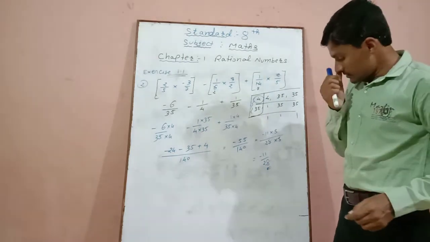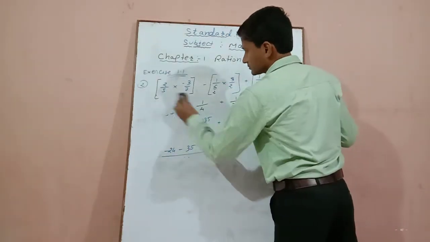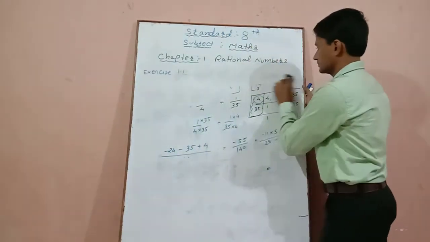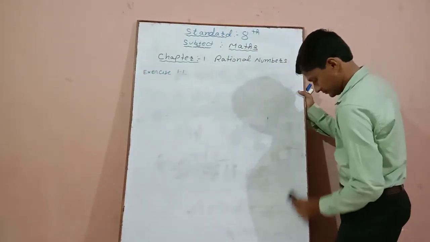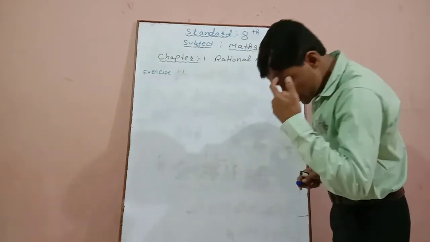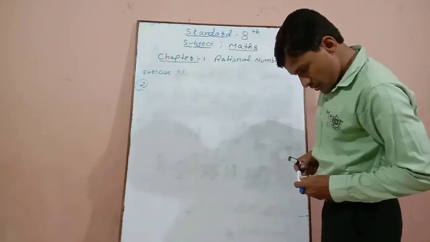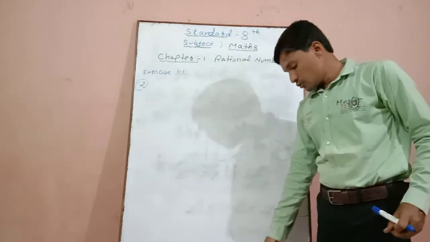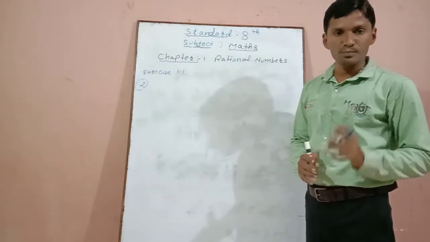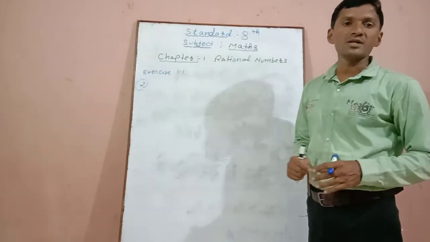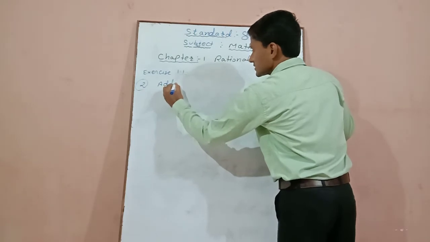Okay, now we will start main question number 2. Main question number 2 is: write the additive inverse of each of the following. We have to write additive inverse. Additive inverse means the sign will be changed. Plus will become minus, minus will become plus. Let us start question number 2, additive inverse.